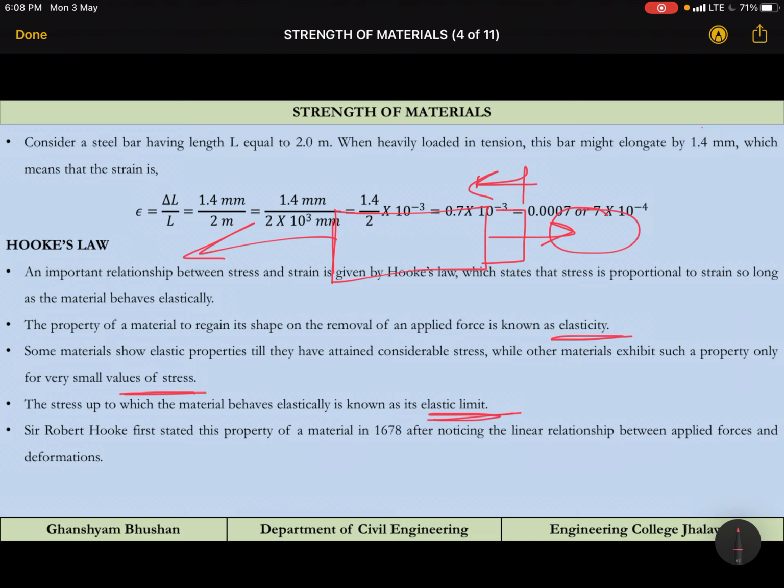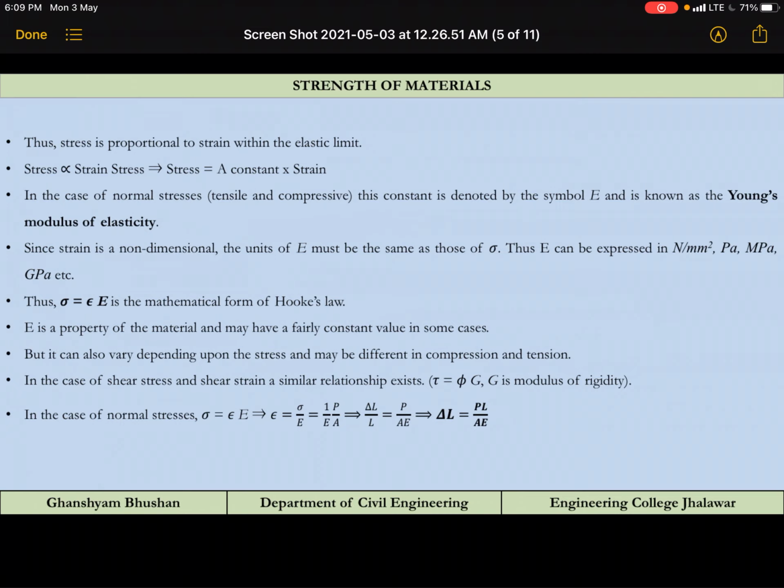Sir Robert Hooke first stated this property of material in 1667 after noticing the linear relationship. So the relationship is linear between applied force and deformation. Right now we are not talking about stress and strain, we are talking about force and deformation. Okay, so let us see how this is going to convert to stress and strain.